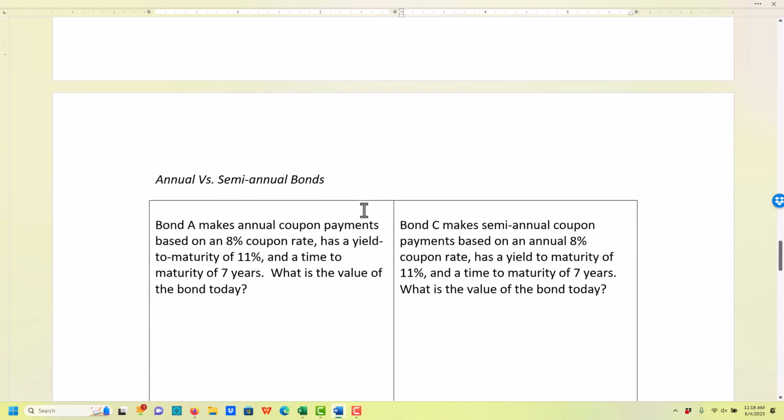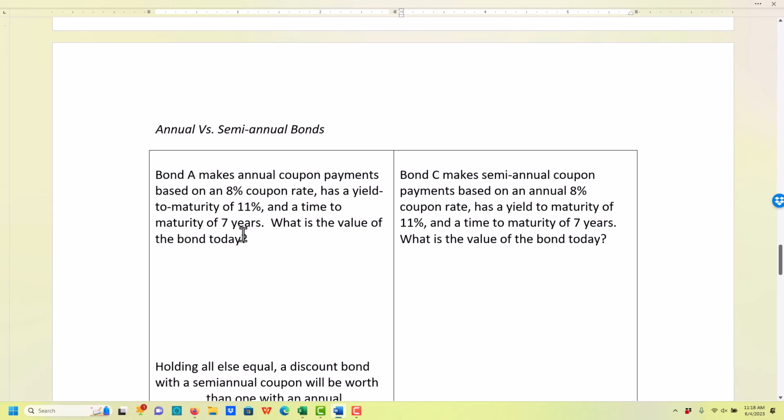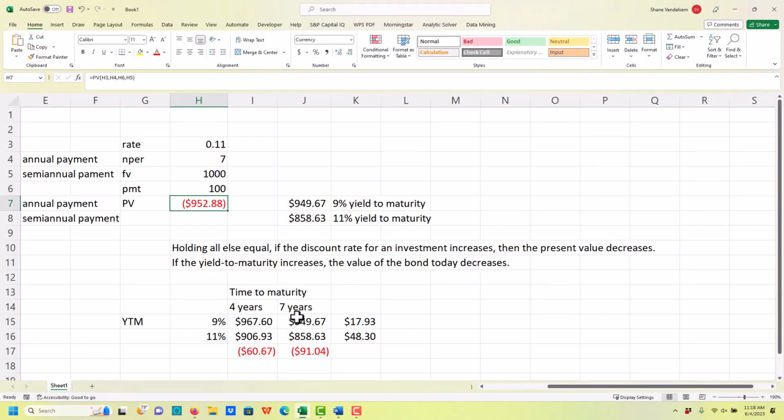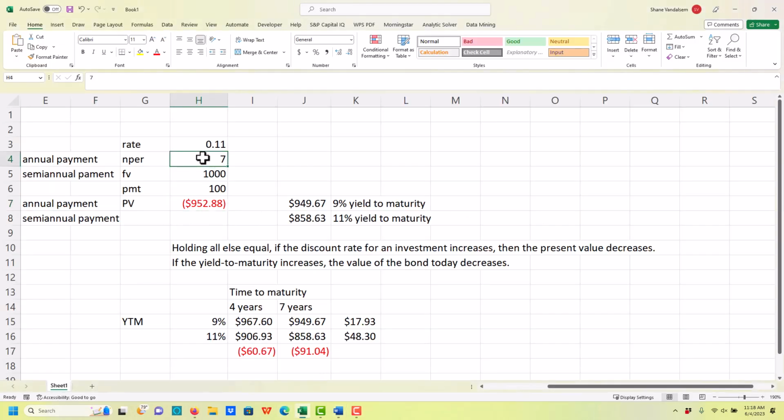So now we're going to get into annual versus semi-annual bonds. Bond A makes annual coupon payments based on an 8% coupon rate, has a yield to maturity of 11% and a time to maturity of 7 years. What is the value of the bond today? A little hint, we've already worked this one a couple times. So it makes annual coupon payments. So we know our yield to maturity is 11%. Our number of payments is 7. Our payment is $80. So it's $858.63.